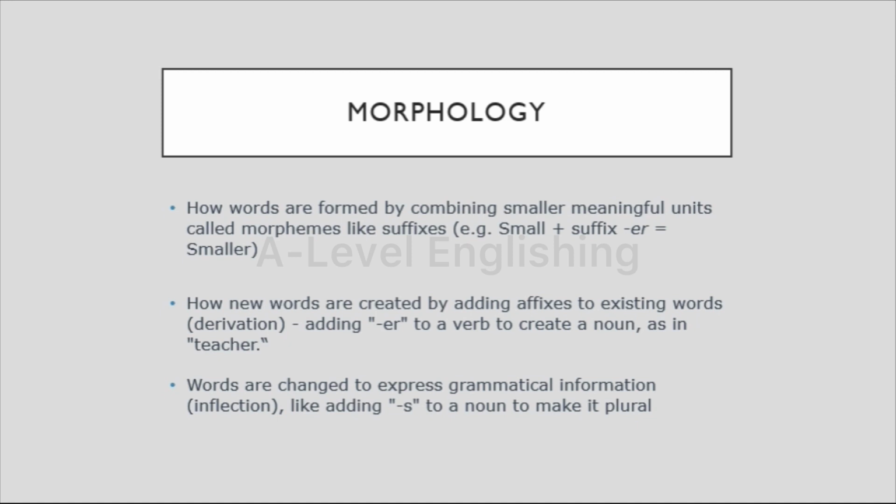Now let's move on to morphology. Now, morphology is basically the study of word formation. How words are formed by combining smaller, meaningful units called morphemes, like suffixes. For example, small plus suffix -er and you get smaller. Then, how new words are created by adding affixes to existing words, which is also known as derivation. So you can add -er to a verb like teach to create a noun, you get teacher.